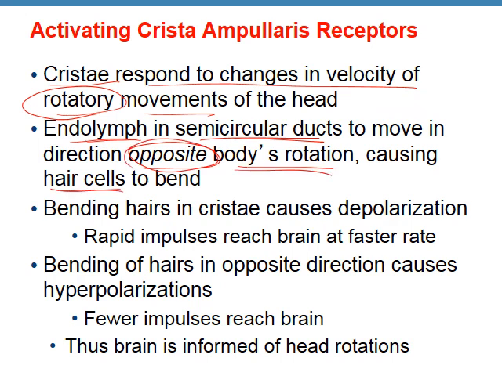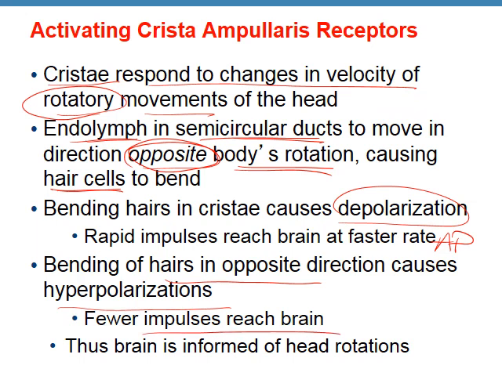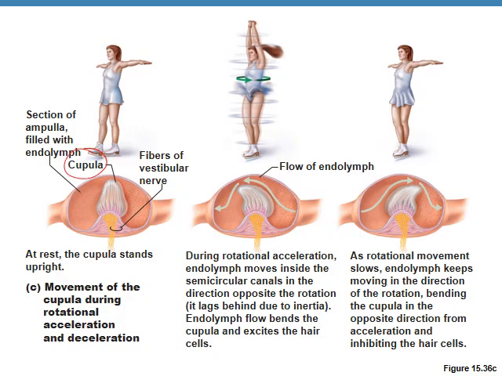It's going to cause the hair cells to bend. That's going to cause depolarization, and we're going to have action potentials generated. If we bend the hairs in the opposite direction, it's going to cause hyperpolarization, fewer impulses, so we're going to have decreased action potentials. In this image, we can see the cupola.